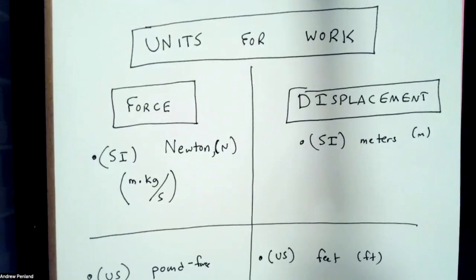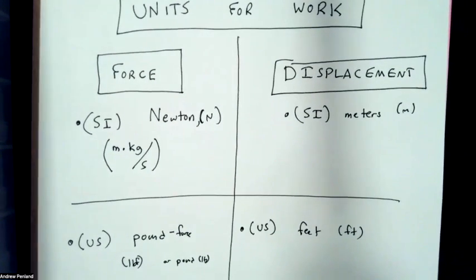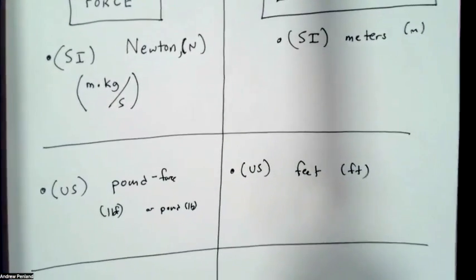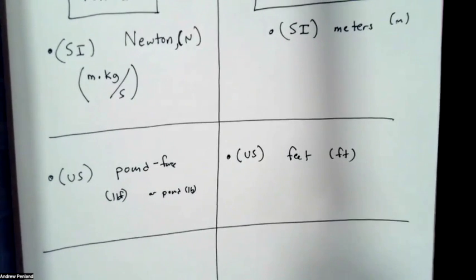So there are some common units you're going to be seeing for work, and those start with the units for force. In the metric system, the unit for force is a newton, which is defined as a kilogram meter per second squared. And displacement, you'll typically see in terms of meters. In the US system, force is measured in something called a pound force, usually abbreviated LBF, or sometimes just called a pound. And displacement is typically measured in feet.